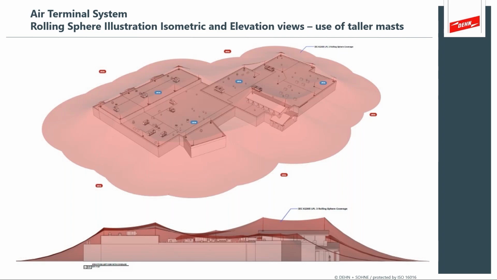And so that's what the rolling sphere calculation shows you, the equivalent electric field approximation. And what's nice about a sketch like this is you can see that you can use taller masts to extend that reach. You've got shorter masts maybe along the parapet of the building that might look like what you'd see in an NFPA system, but you can also use taller masts associated with extending that rolling sphere coverage.